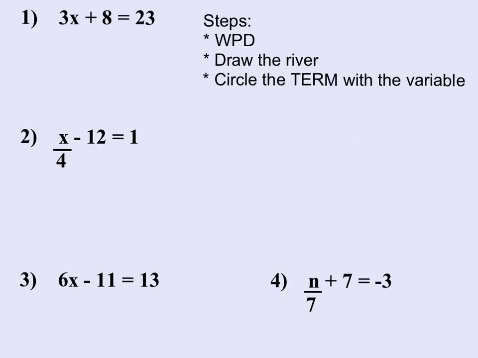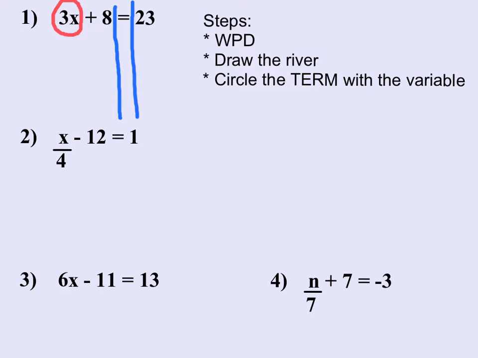Alright, so let's go ahead and solve some equations. So like I said before, we're going to write the problem down, draw the river, and then this time we're going to circle the term with the variable. So what I mean by that is if you take a look at number 1, write the problem down, draw your river, and now the variable is not all by itself. It's attached to the 3. So what we're going to do is we're going to circle the whole thing, the 3x. So those two are stuck together right now.